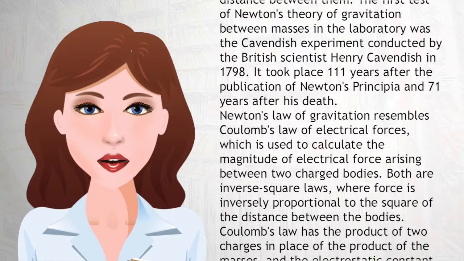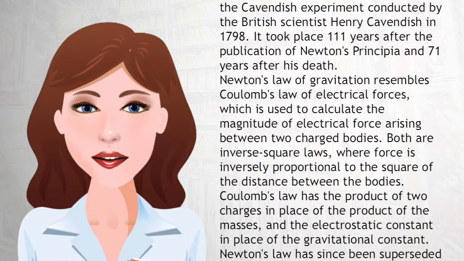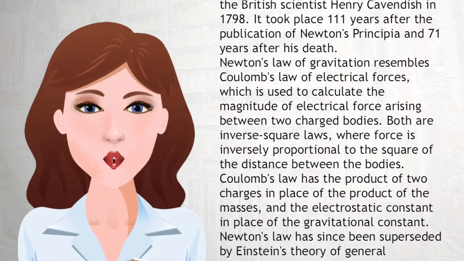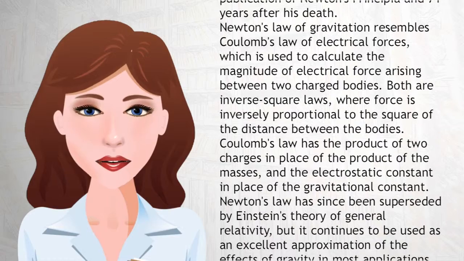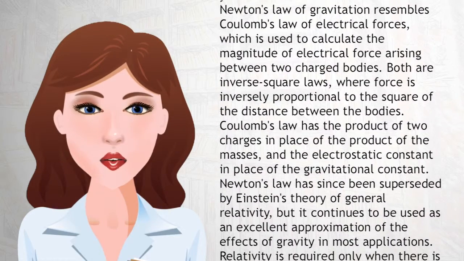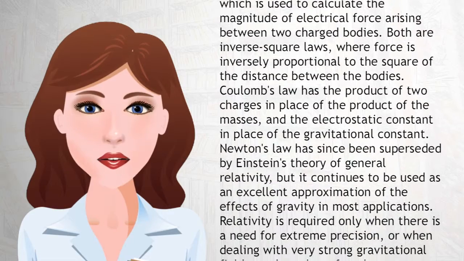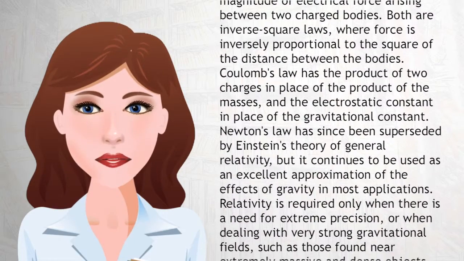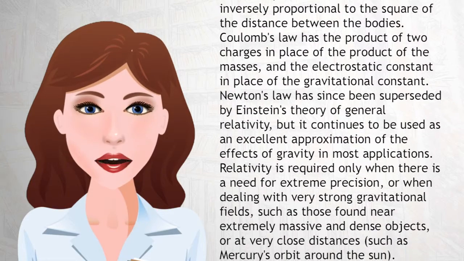Newton's law of gravitation resembles Coulomb's law of electrical forces, which is used to calculate the magnitude of electrical force arising between two charged bodies. Both are inverse square laws, where force is inversely proportional to the square of the distance between the bodies. Coulomb's law has the product of two charges in place of the product of the masses, and the electrostatic constant in place of the gravitational constant.